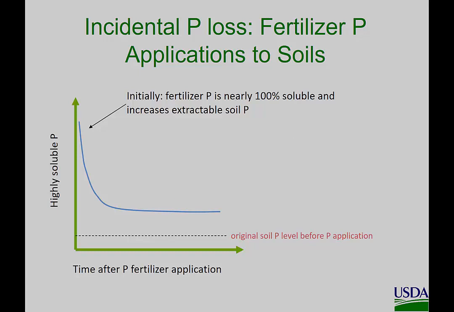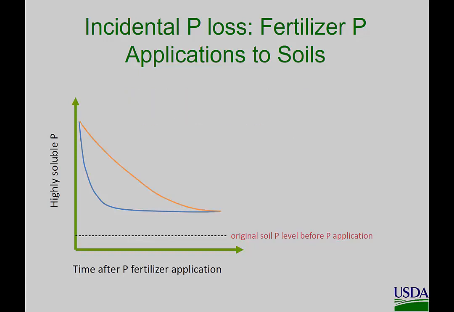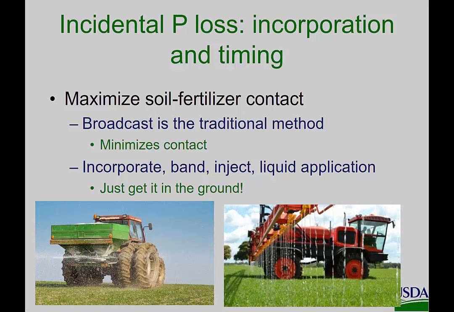Now imagine if you don't incorporate it. Let's say this hypothetically with no incorporation of your fertilizer. Now, with no incorporation, your soluble phosphorus pool stays elevated for a longer period of time. Now you've got a greater window of time that you can lose that phosphorus if you get a flow event that occurs then. So that makes the timing of phosphorus application and application method extremely important for minimizing incidental losses.